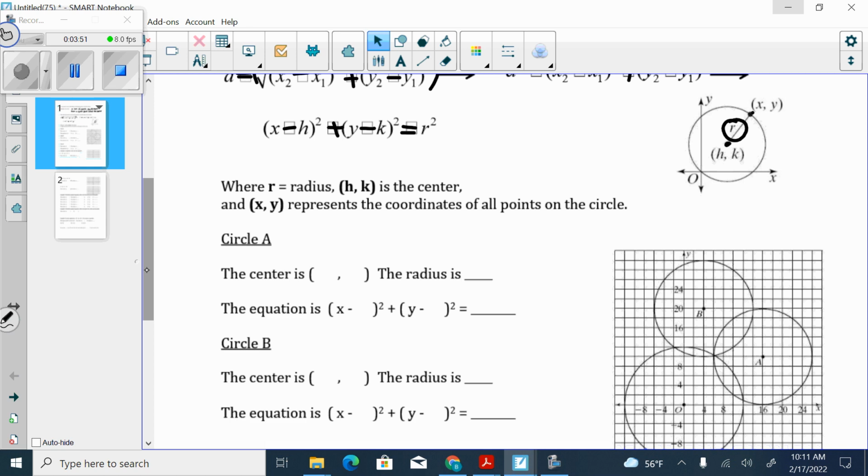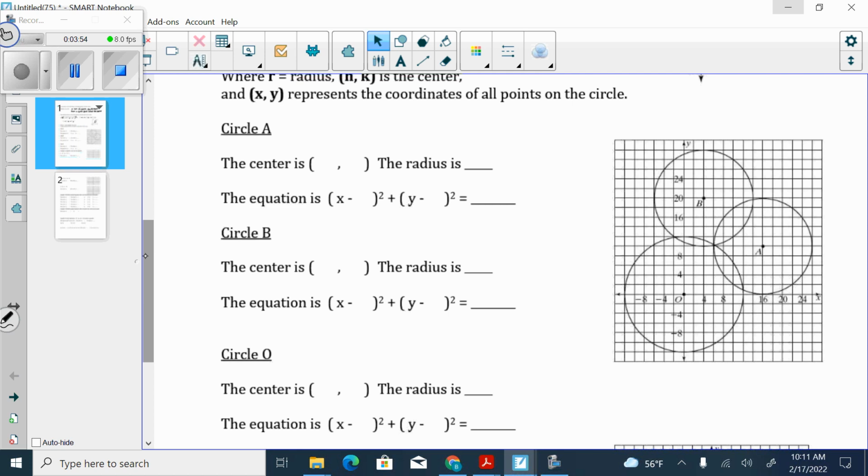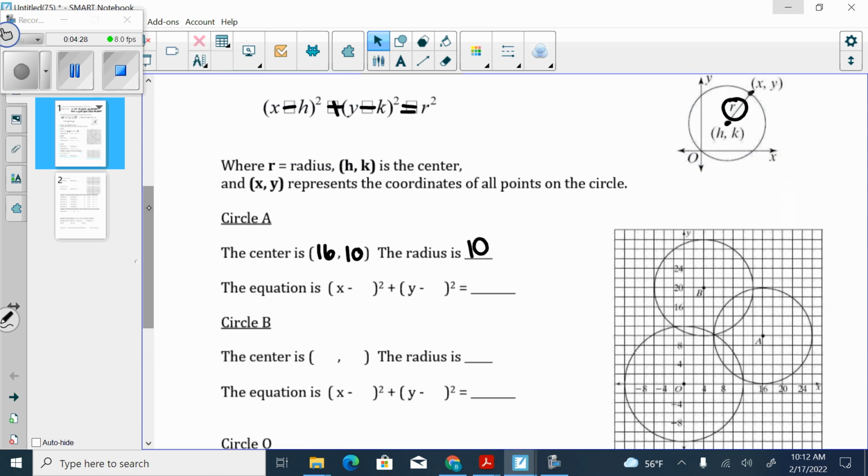Okay, so for circle A, that would be this circle right here. Where is the center of that circle? What coordinate point is the point A at? Good. Okay, so the center is at (16, 10). Okay, so from the center to the edge of the circle, how many units is it, or what is its radius? 5, and these are in increments of 2, right? So this would be 10. Good. All right, so I should be able to just plug this in to this equation.